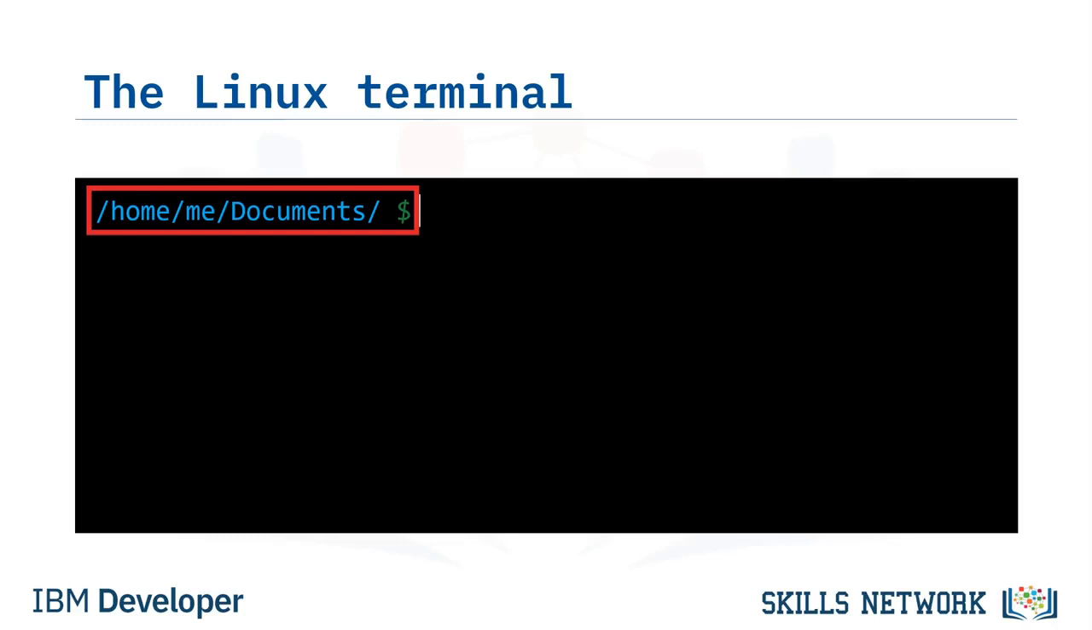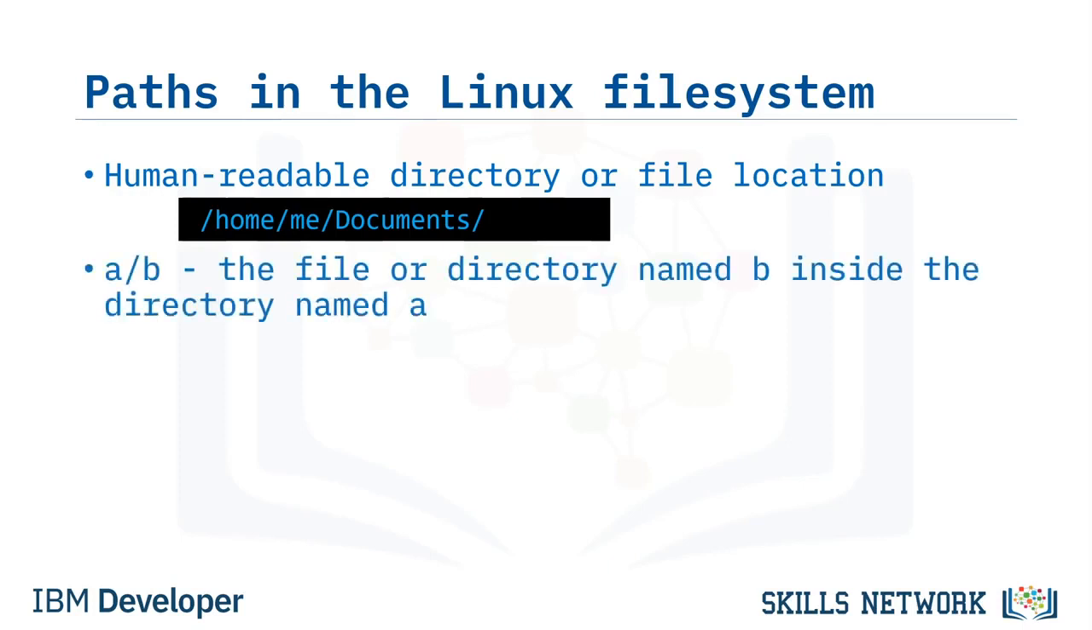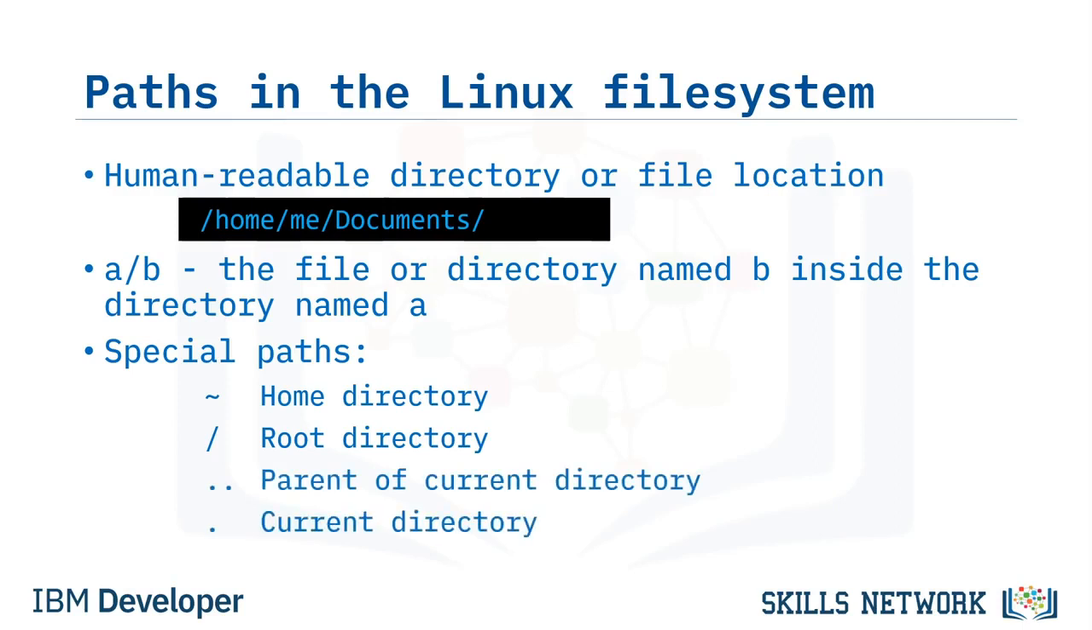Not all terminals display the full location or path of your current directory, so some will just display Documents here. The path is the human-readable location of a directory or file in the Linux file system. The A/B structure indicates that the file or directory named B is located inside the directory named A. There are also special paths. A single tilde symbol refers to the user's home directory. A single slash at the beginning of a path refers to the root directory. Two periods refer to the parent of the current directory, and a single period refers to the current directory.